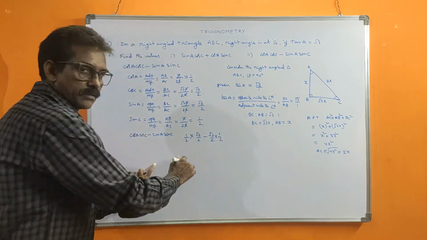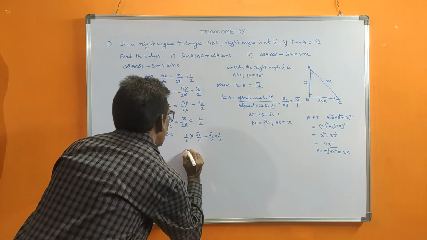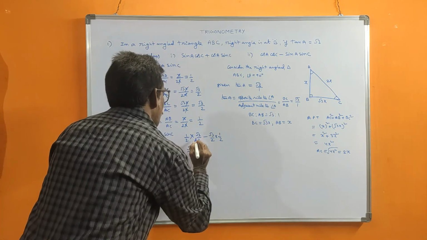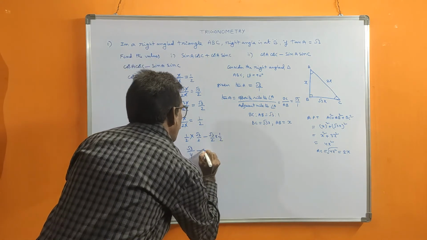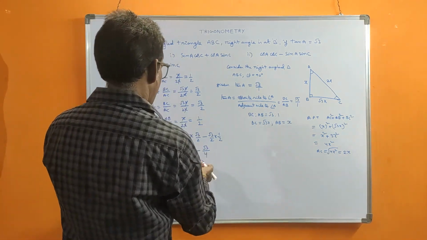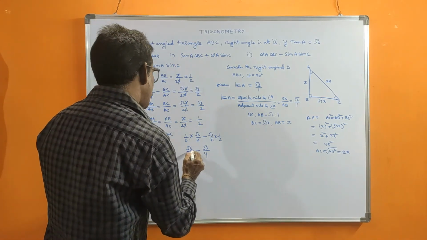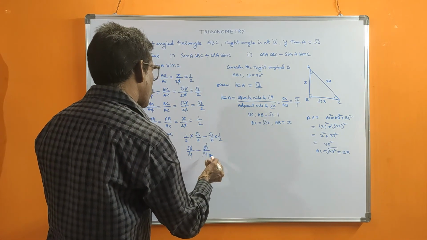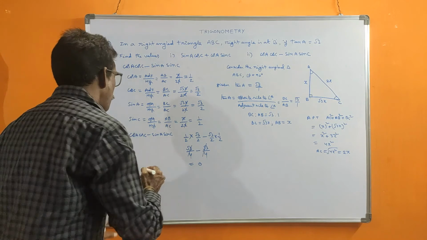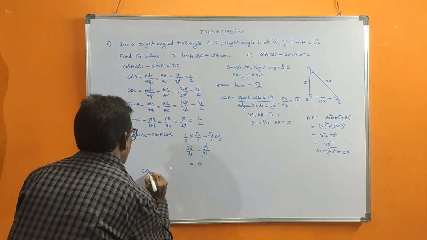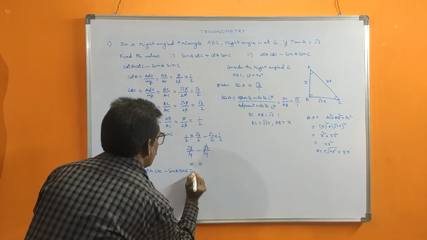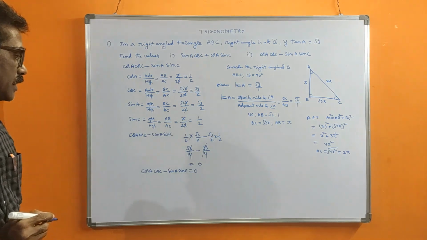Then the fraction. Now this is root 3. 1 into root 3 is root 3. 2 into 2 is 4. Root 3 by 4 minus root 3 into 1 is root 3, 2 2s are 4. Now see, simply, no need to calculate LCM. Root 3 by 4 minus root 3 by 4: same values, plus and minus, means we will get 0. So what he asked, cos A cos C minus sin A sin C, its value is 0. Finally, you got the answer 0.